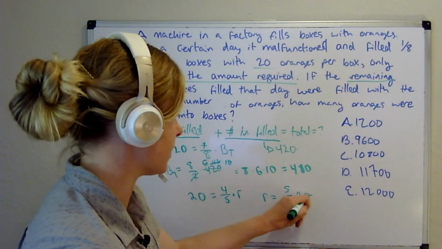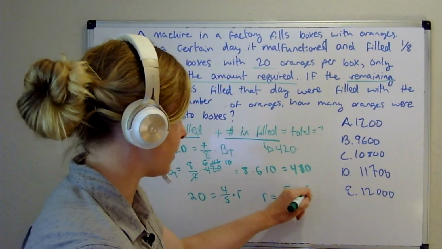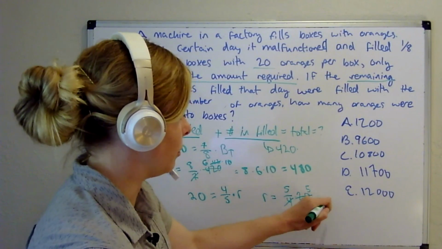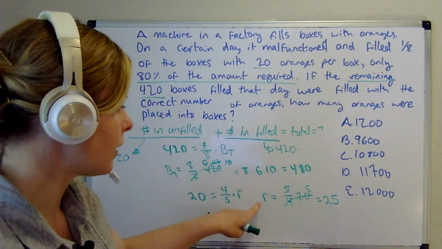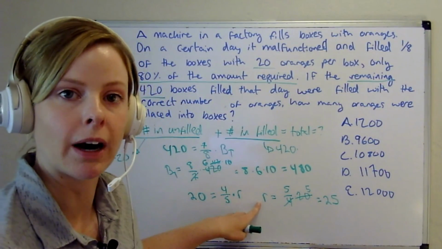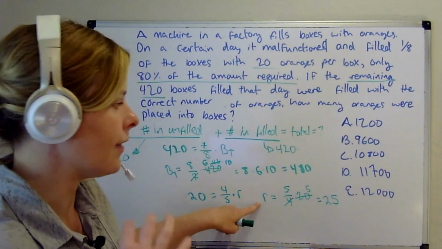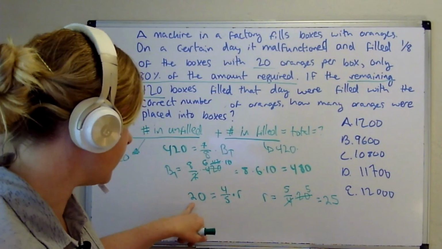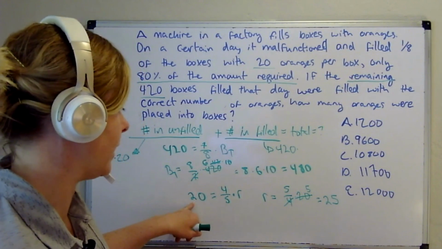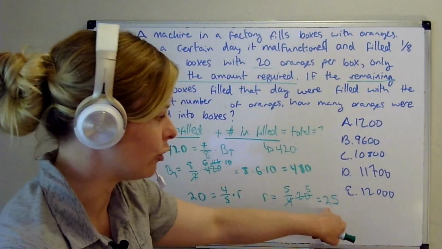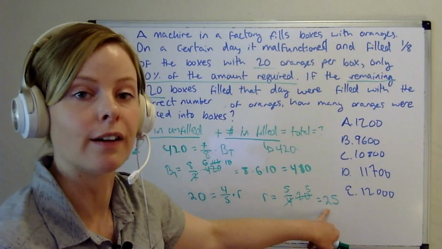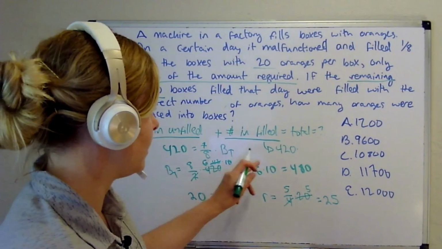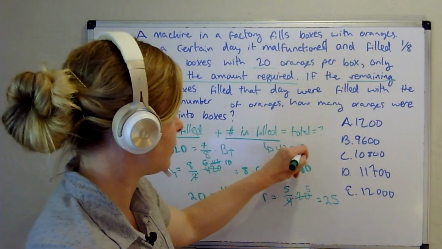And again, we can cancel out some stuff here. We are left with 5 times 5, which is 25. So the number of oranges that should go in each box is 25. And that all tracks here, right? So 20 was a little bit less than we needed. In fact, it should have been 25. And that's what these 420 boxes got filled with. So now we've got 420 times 25.